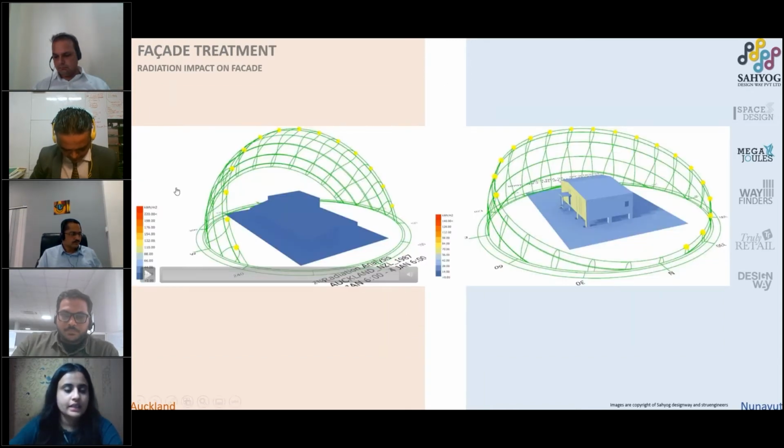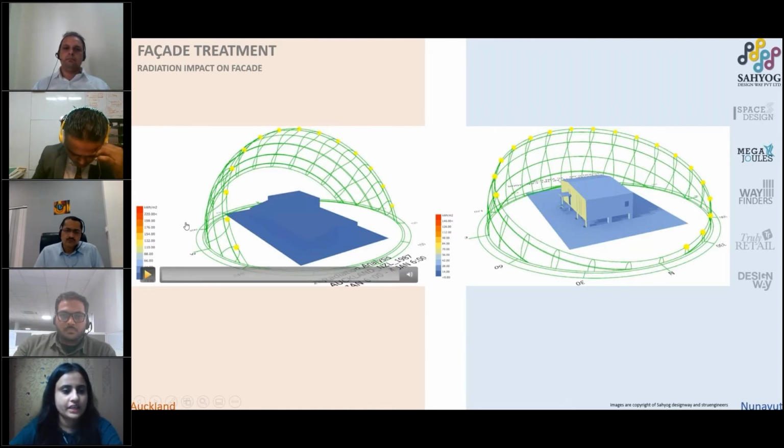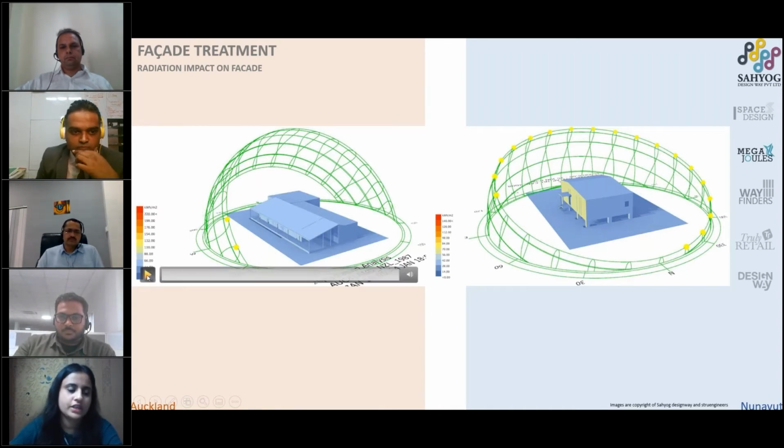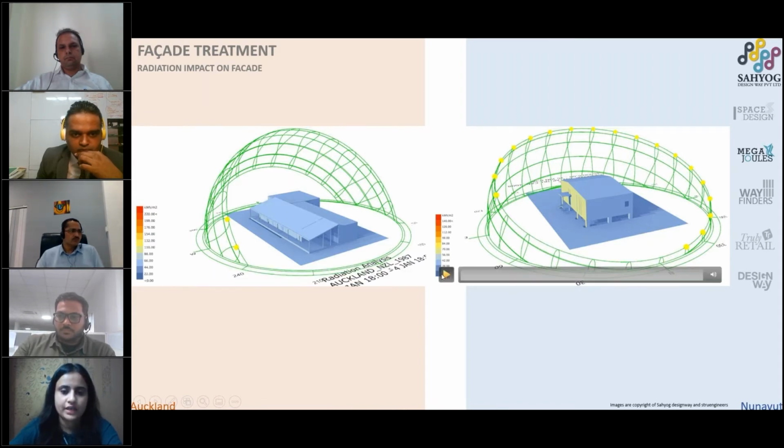Then to understand the exposure of the sun, in both cases, we have done the radiation analysis, and accordingly, we have designed the form of the building. On the left side, this is the radiation study of Auckland, for only one day from 6 a.m. to 6 p.m. Here you can see that the radiation is very high, but for a shorter period of time. Whereas in Nunavut, the radiation is not much, but it is for a longer period of time. There will be no dark in the night also.